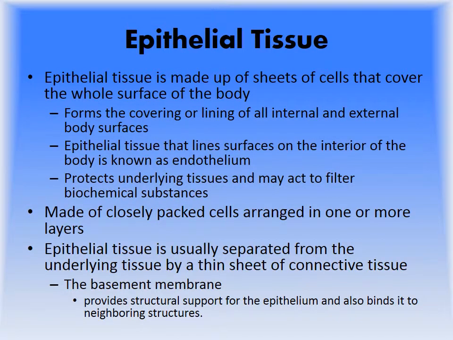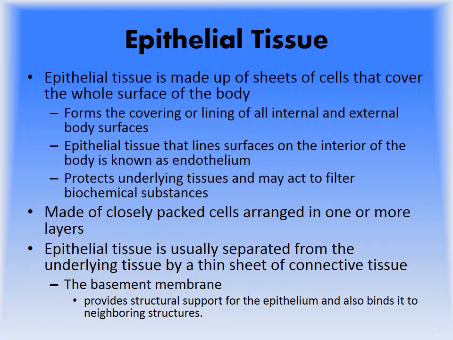Epithelial tissue is made up of sheets of cells that cover whole surfaces of the body, okay? So they form the covering or lining of all internal and external body surfaces. Epithelial tissue that lines surfaces on the interior of the body is known as endothelium. Endo meaning on the inside, right? It protects underlying tissues and may act to filter biochemical substances. So epithelial tissue is something that covers another organ to protect it.